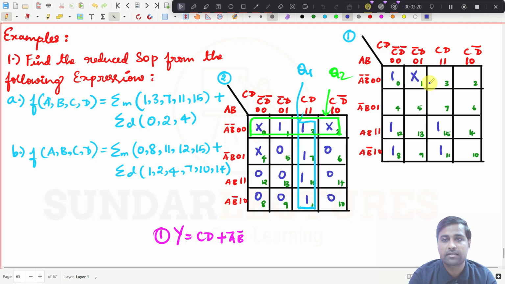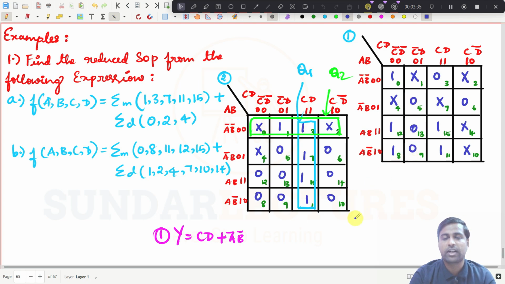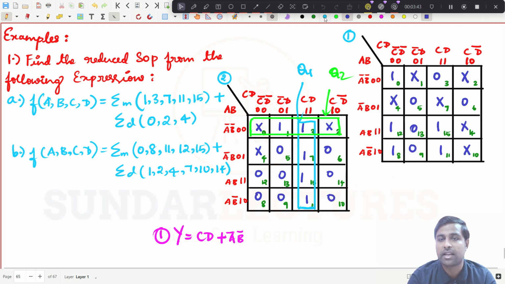So 1 is x, 2 is x, 4 is x, 7 is x, 10 is x, and then 14 is x, right? So all other min terms represent 0 output. Right, now this is the given question. What I need to do here is cover all the ones. That is my ultimate aim.